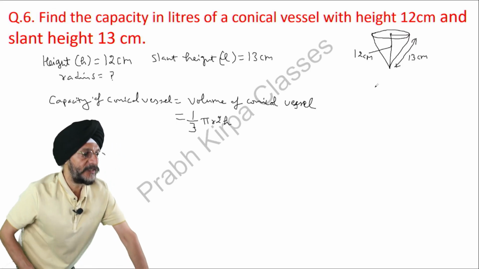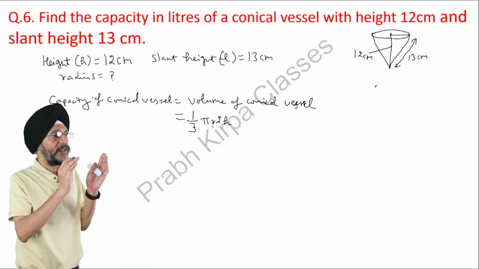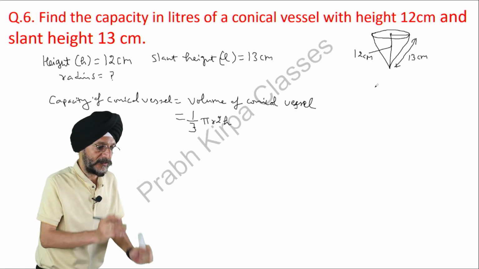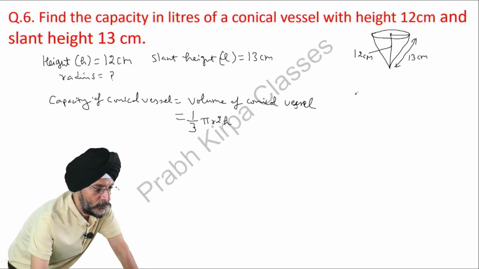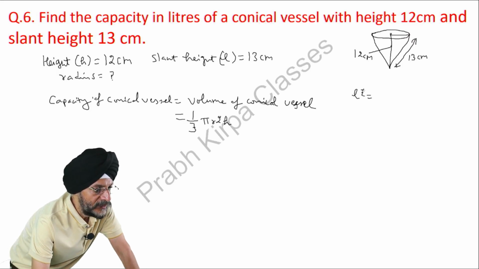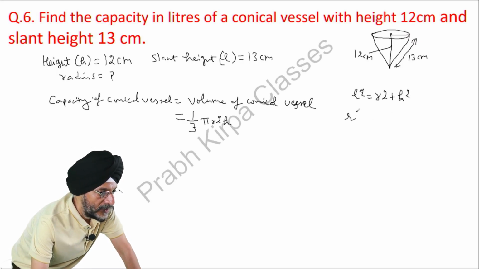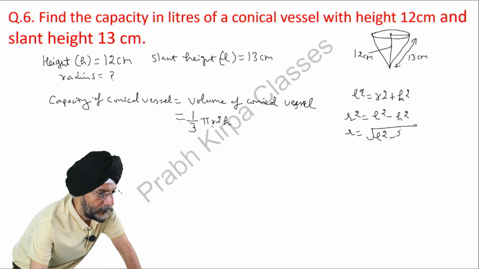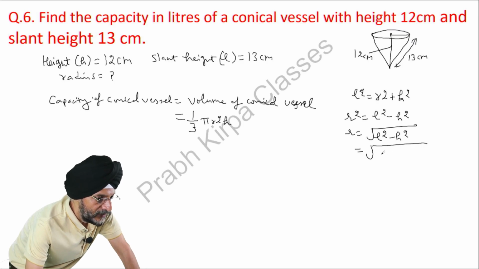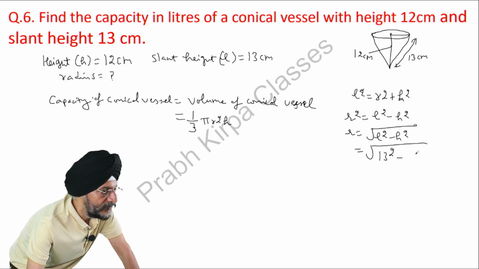We know that there is a relationship between height, slant height and radius. As per the Pythagorean theorem, the relationship is shown by L square is equal to R square plus H square. So R square is equal to L square minus H square. R is equal to under root L square minus H square. We will fill in the relevant values. L is 13. What is the value of H? It is 12.